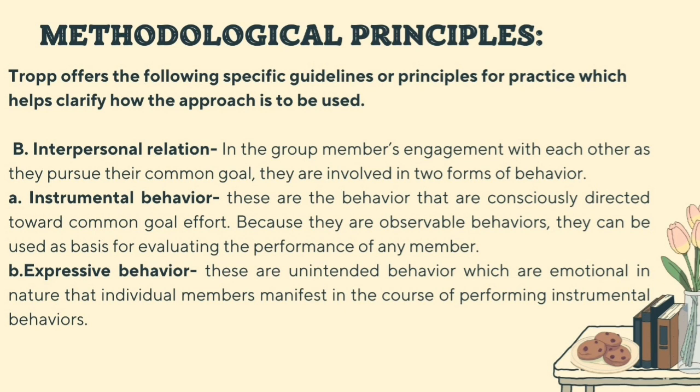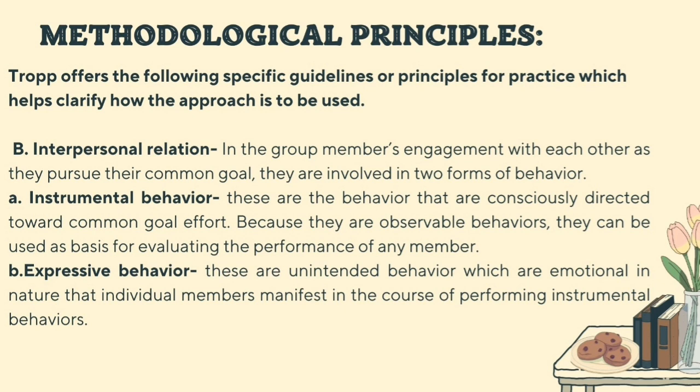So next to instrumental behavior, we have the expressive behavior. So these are unintended behaviors which are emotional in nature that individual members manifest in the course of performing instrumental behaviors. So they include expressions of likes and dislikes, approval and disapproval, affection, concern for others, pleasure, interest, enthusiasm, apathy, fear, insistence, criticism, guilt, hostility, and blame.